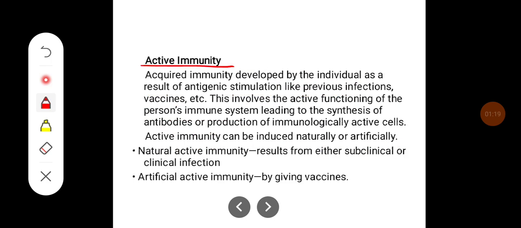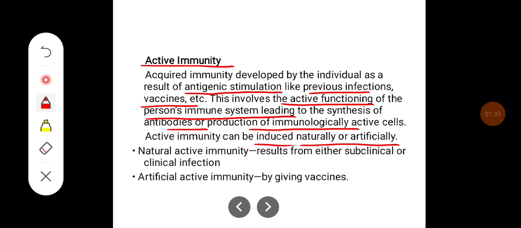Active immunity is acquired immunity developed by an individual as a result of antigenic stimulation, like previous infections or vaccines. This involves active functioning of the person's immune system, leading to the synthesis of antibodies or production of immunologically active cells. Active immunity can be induced naturally or artificially. Natural active immunity results from either subclinical or clinical infection, whereas artificial active immunity is by giving vaccines.